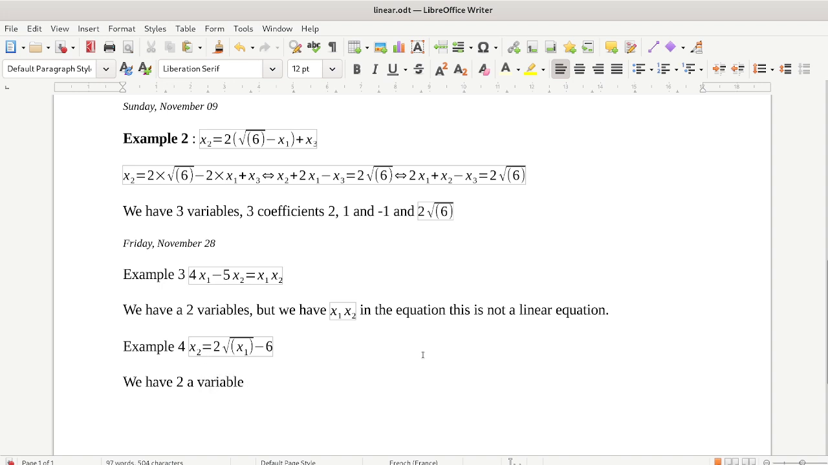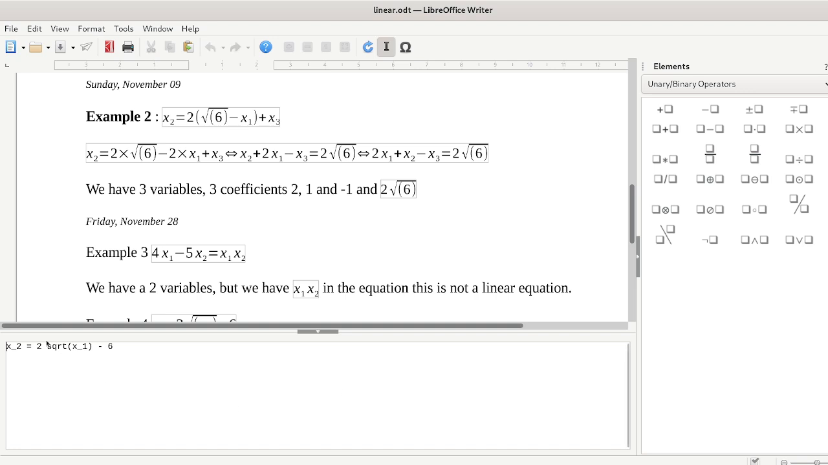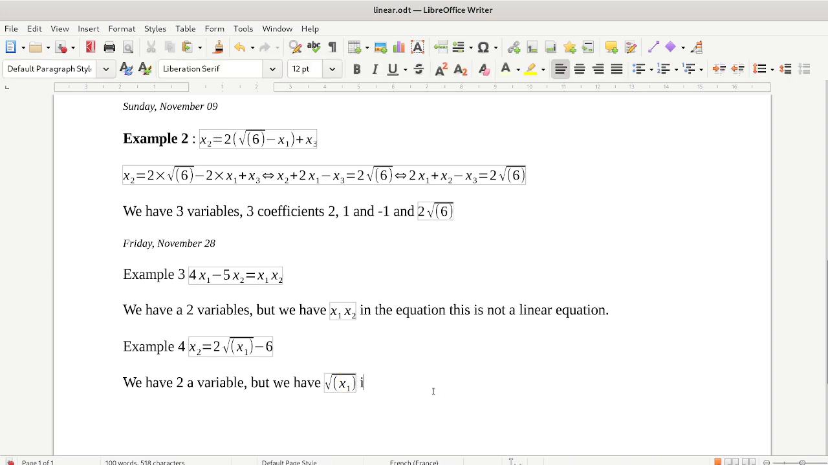but before the coefficient x1 we have a square root, so it's not a linear equation, but we have a square root of x1 in the equation. This is not a linear equation. Here we are.